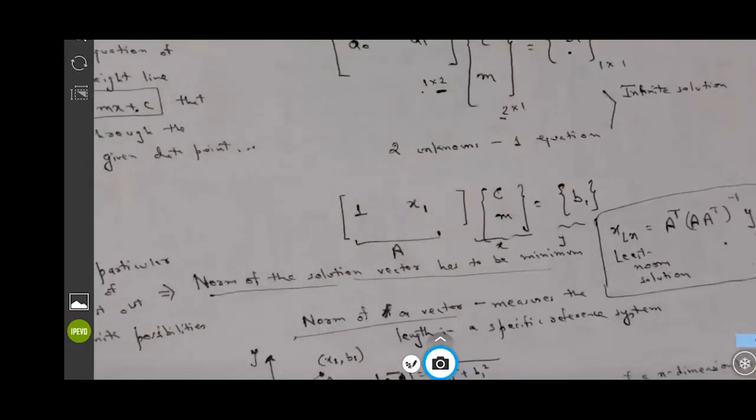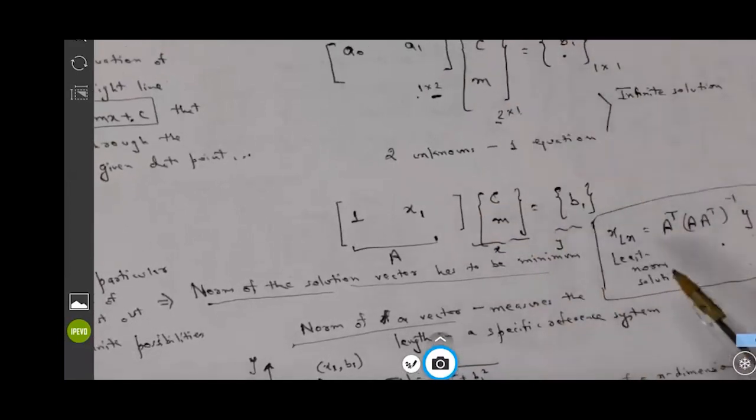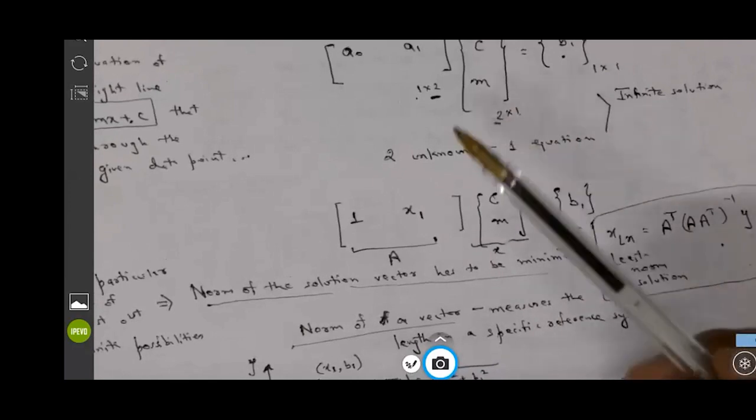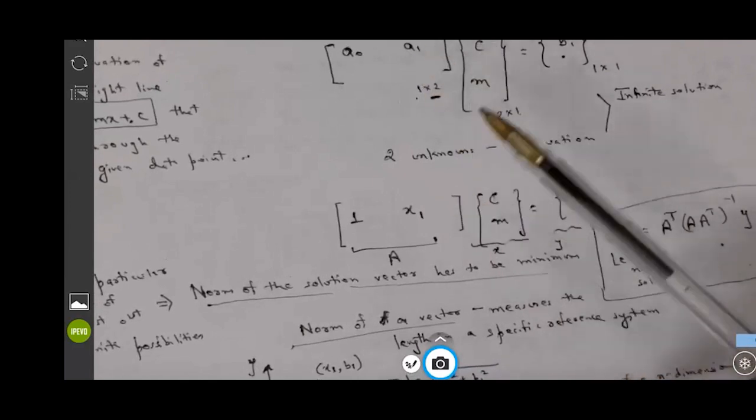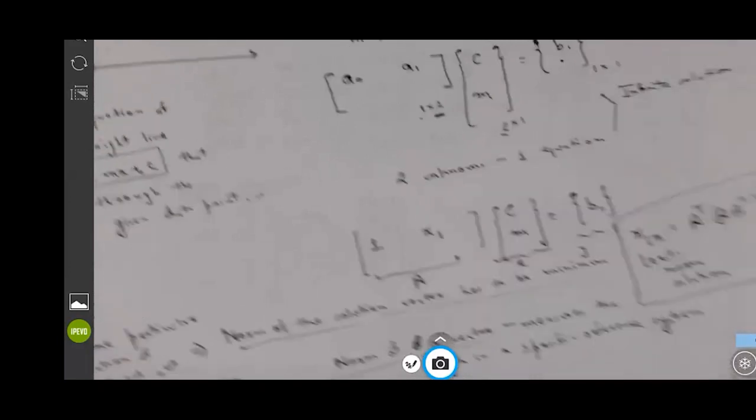Okay, thank you. Yes, least norm is always for a system of equations where you have more unknowns and fewer equations. That is an underdetermined system. You have fewer equations but more unknowns. That is always the least norm solution. And least squares is when you have more equations but fewer unknowns. Then we have the least squares solution. That you have to remember.